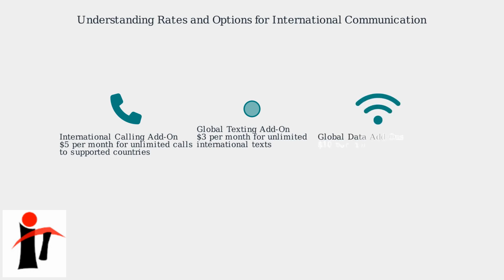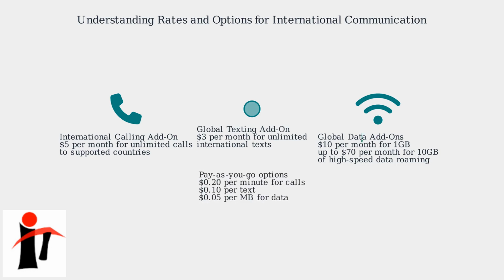If you need data, Global Data add-ons start at $10 per month for 1 gigabyte of high-speed data roaming and scale up to $70 per month for 10 gigabytes. If you don't want a monthly add-on, you can use pay-as-you-go at 20 cents per minute for calls, 10 cents per text, and 5 cents per MB for data. These rates are competitive and transparent with no hidden fees.